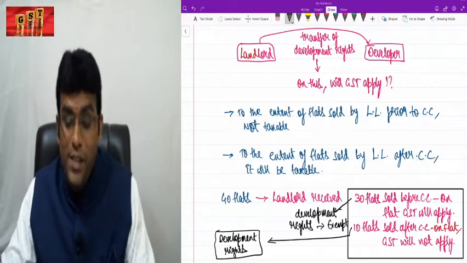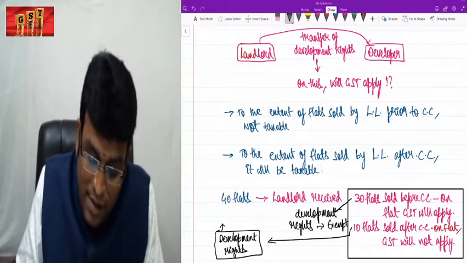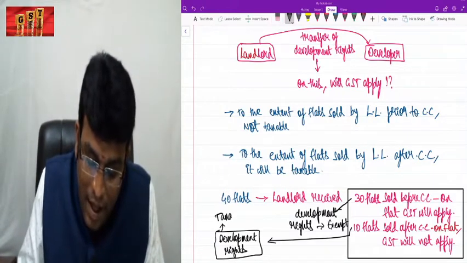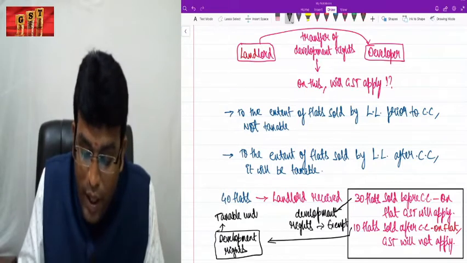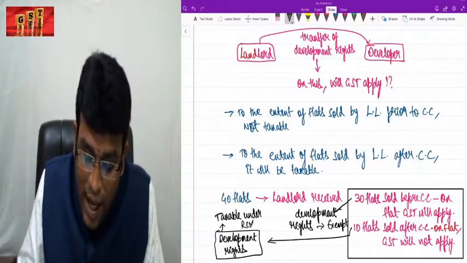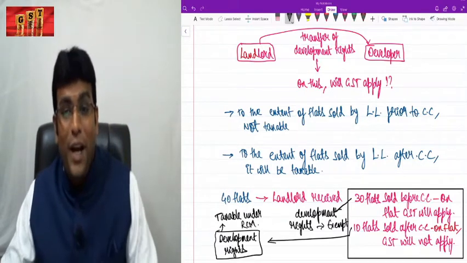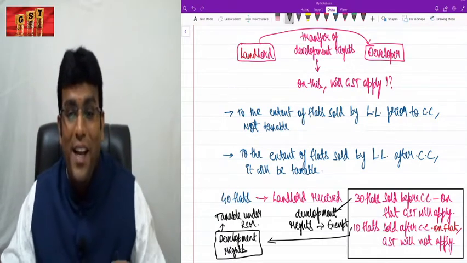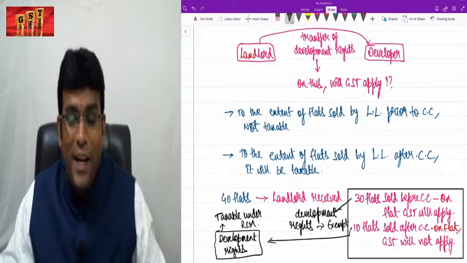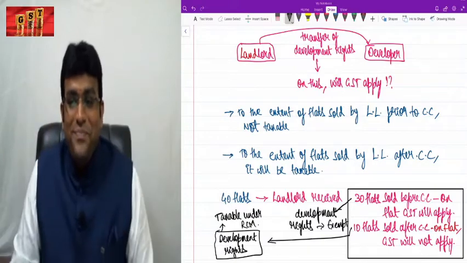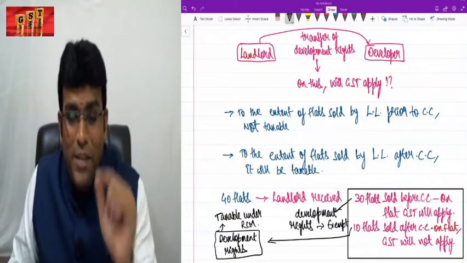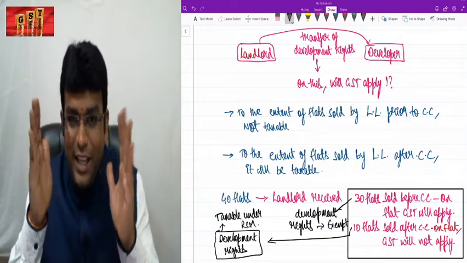I repeat one more time, friends. To the extent of his 10 flats, development rights are taxable. Moreover, it will be taxable under RCM, my dear friends. Very, very interesting and important point. RCM means who is liable? Developer is liable. Come on, friends. I repeat one more time this concept. Listen very, very clearly, sir.